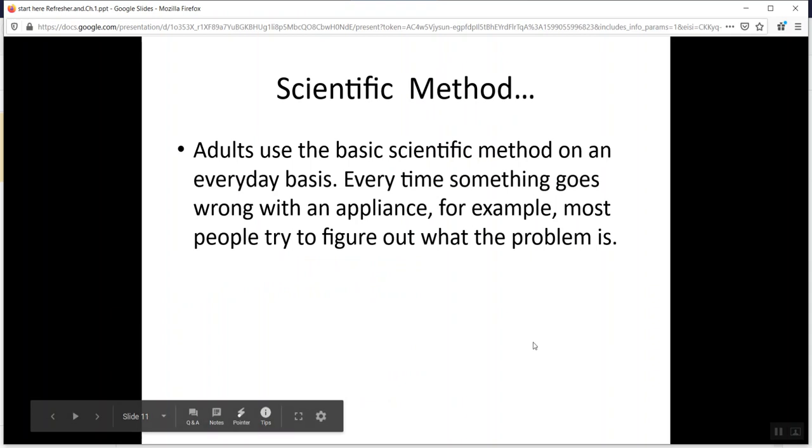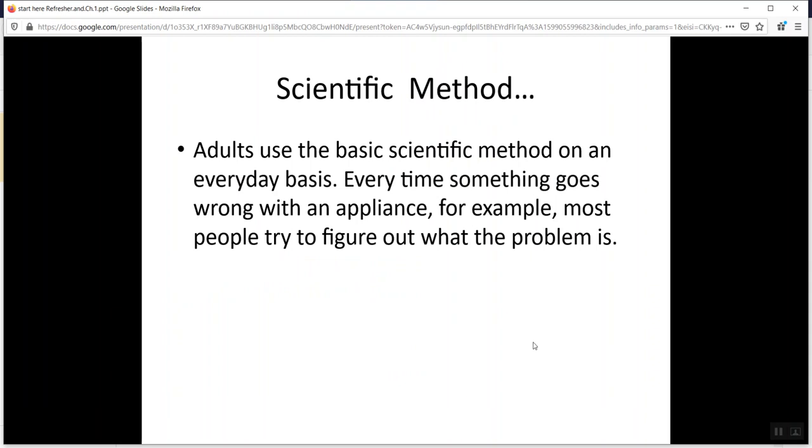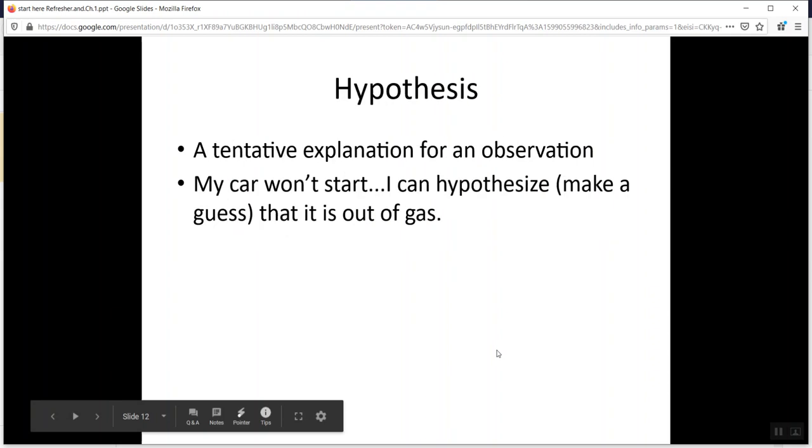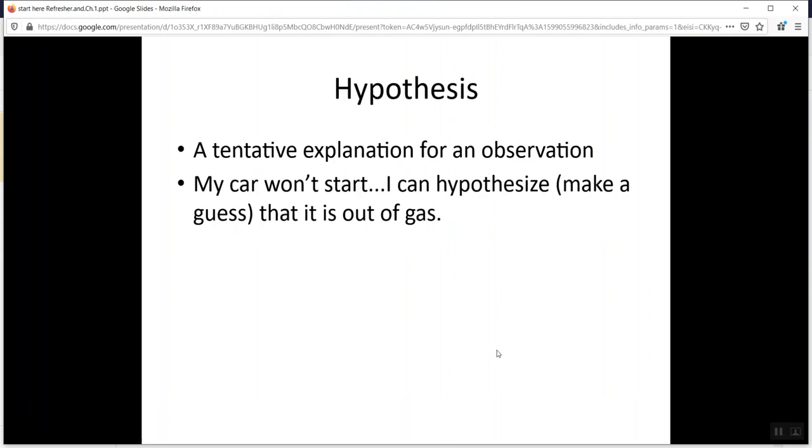We use the scientific method on a daily basis without really even realizing it. If something goes wrong with an appliance of yours or a car, we try to figure out what the problem is. We come up with a hypothesis, which is a tentative explanation.